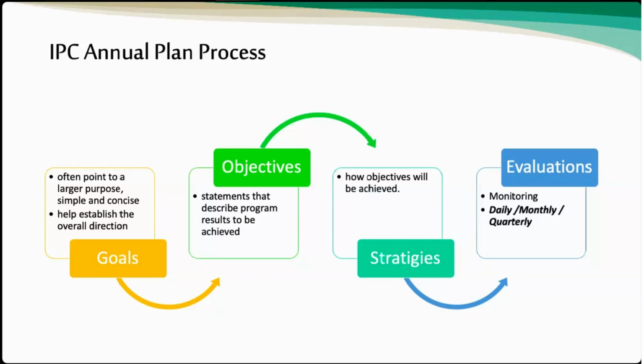Strategies are more about action. What are you going to do to achieve these objectives and goals? Then we reach the last part of the annual plan, which is evaluation. You have to evaluate your progress during the year. We cannot put an annual plan for infection control and then only review it at the end of the year. No, we have to evaluate our progress either daily, monthly, or quarterly, based on the objective itself.